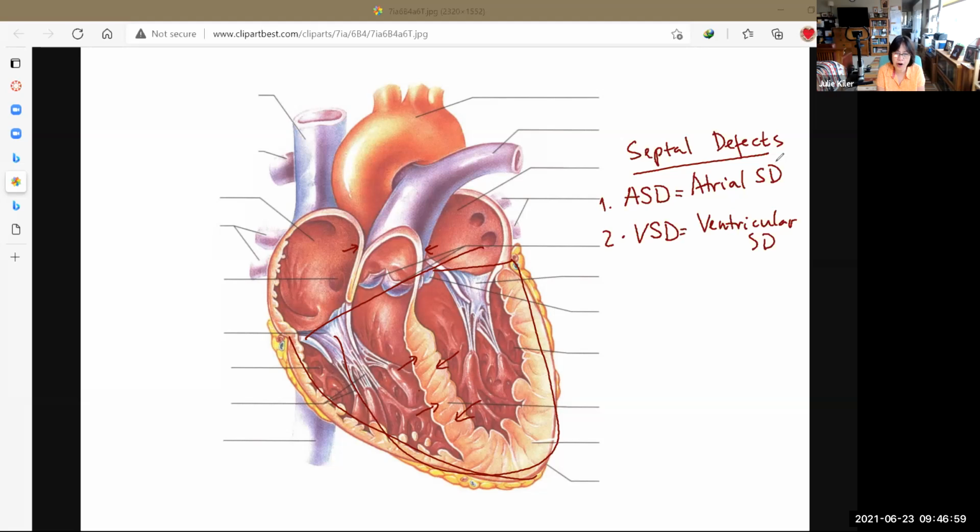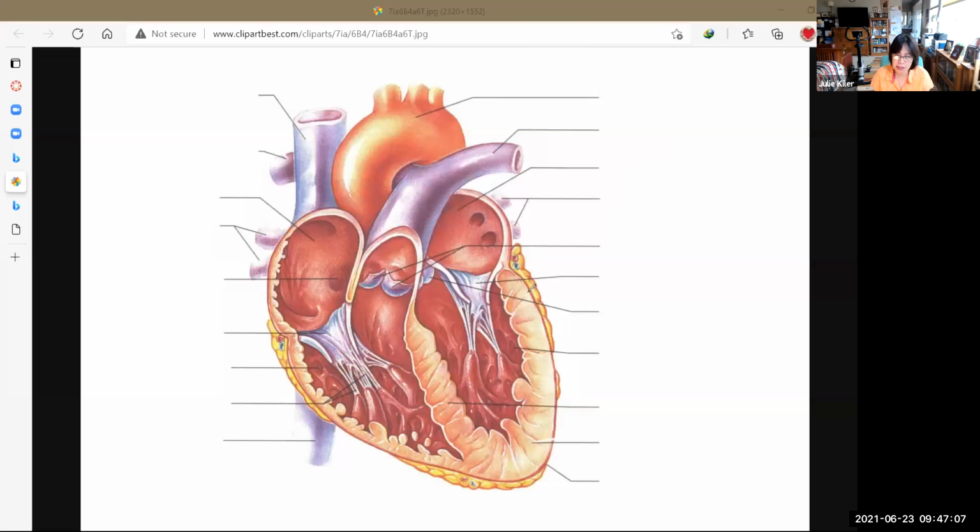Are we good so far? So we're done with the septum. Yeah. Any questions? No questions?